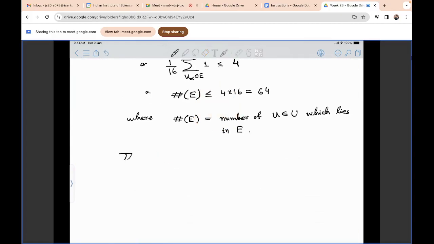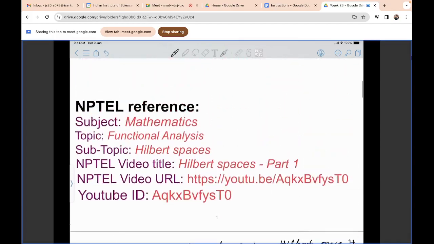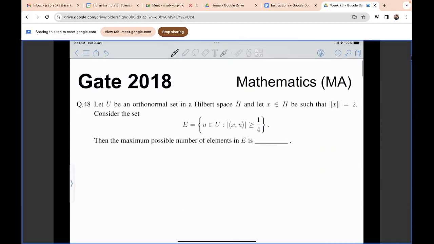Therefore the maximum number of elements in E is 64. So therefore this is the answer. So the answer is 64.